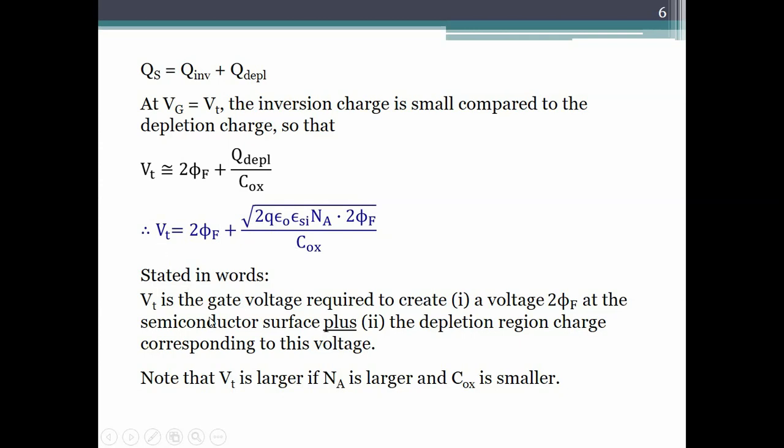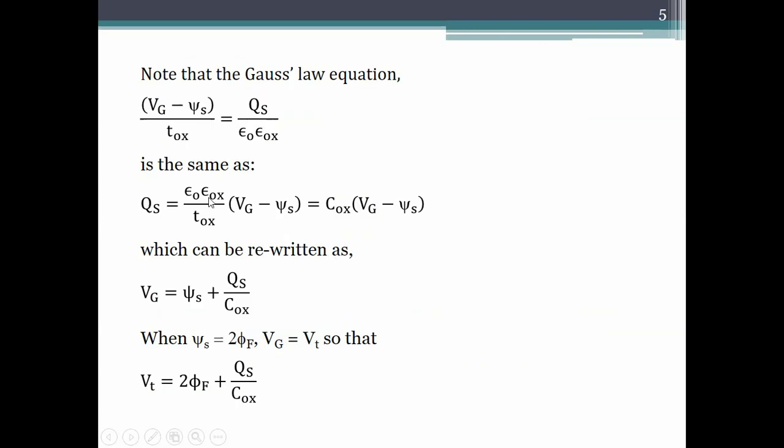Now it is useful to remember that if the acceptor ion density in this p-type substrate is higher, then a higher gate voltage is required to create an inversion layer. That's number one. Number two, if Cox is lower, then a higher gate voltage is required. Now what makes Cox lower? Let's go back to what Cox is. Cox is actually epsilon ox by Tox. At least we will not do anything with epsilon, but Tox is the oxide thickness.